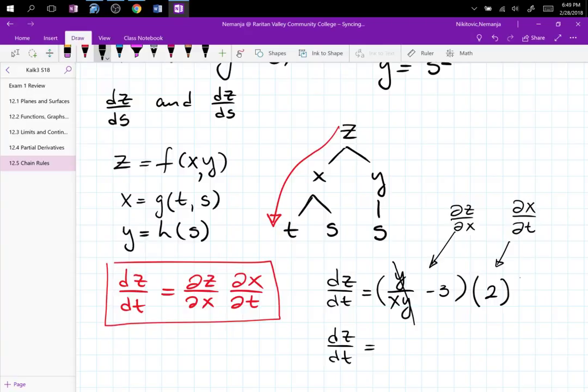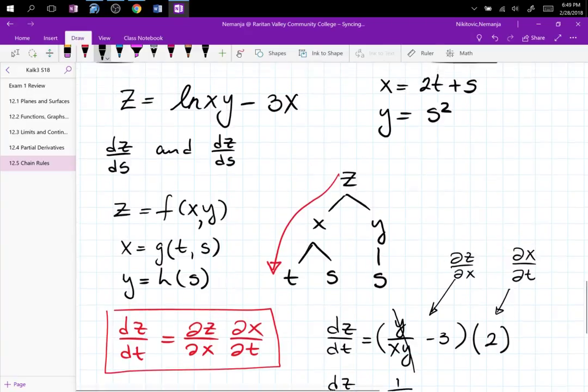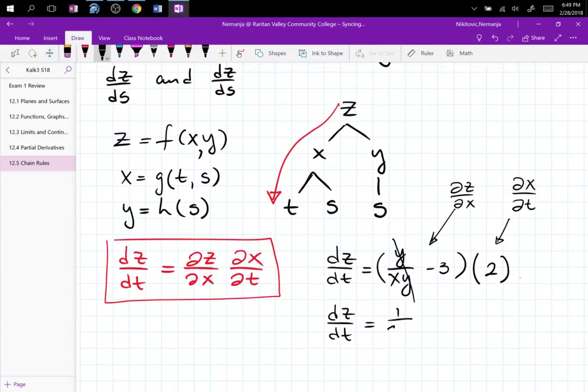The dz/dt is going to be 1 over 2s plus t. No, 2t plus s, right? 2t plus s, times 2 and minus 6. That's that. And here's your answer in terms of t. This is what you box as the end of your problem.